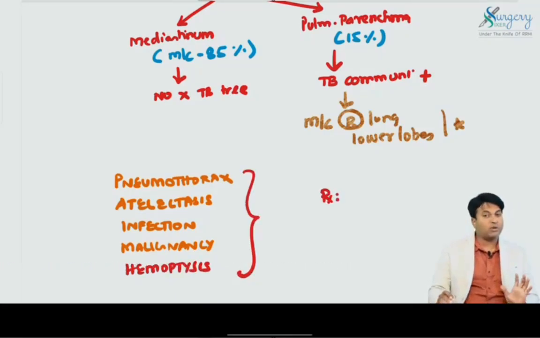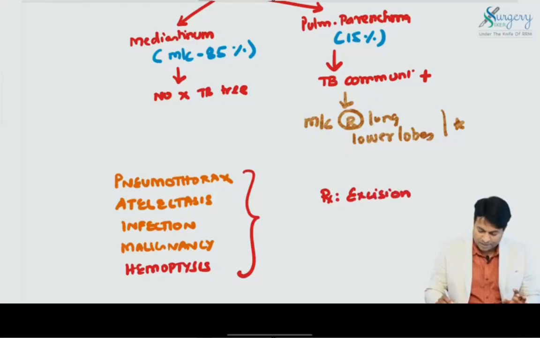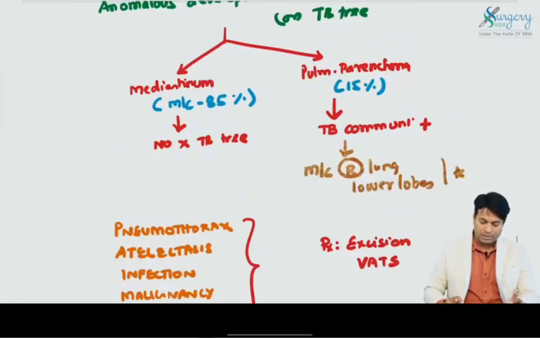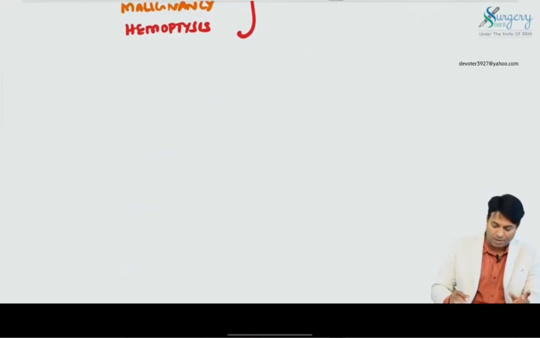Whenever you find a bronchogenic cyst, the treatment is excision. The excision of the cyst is advised by the VATS method. So this is one middle mediastinal mass, the bronchogenic cyst, and there is one more mass known as lung sequestration.